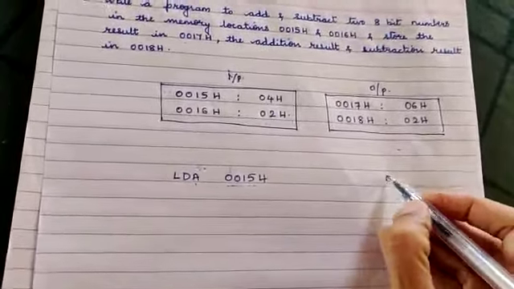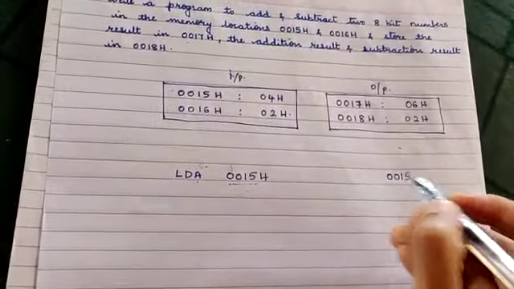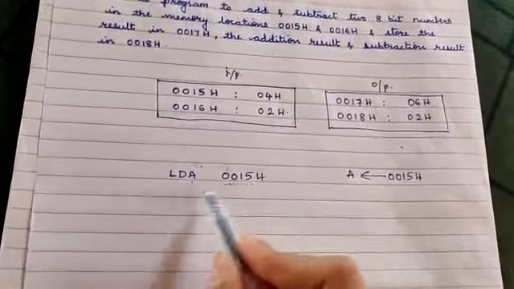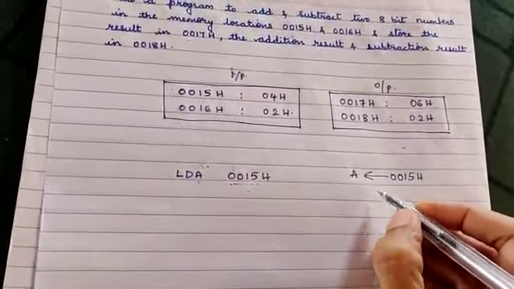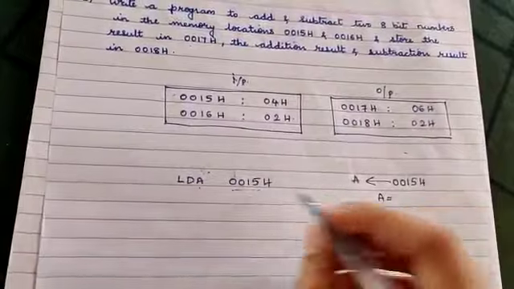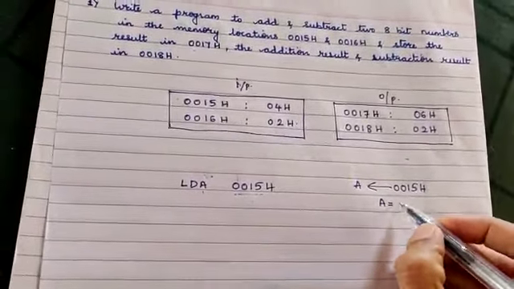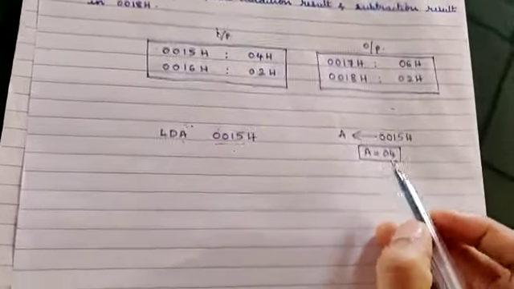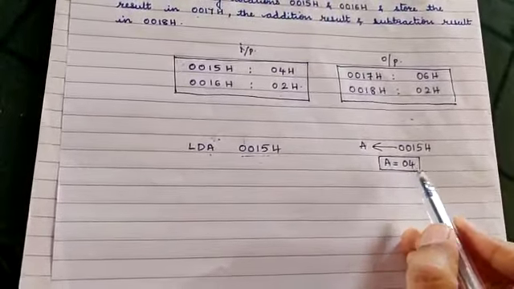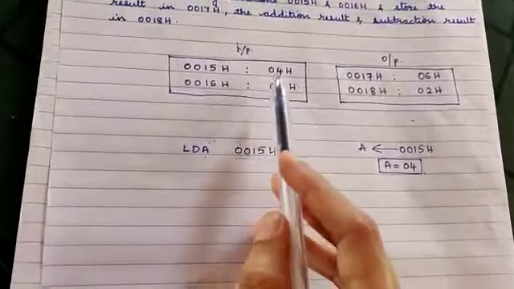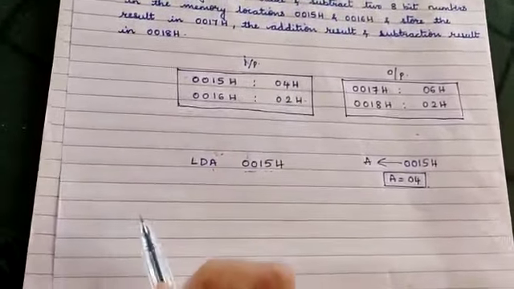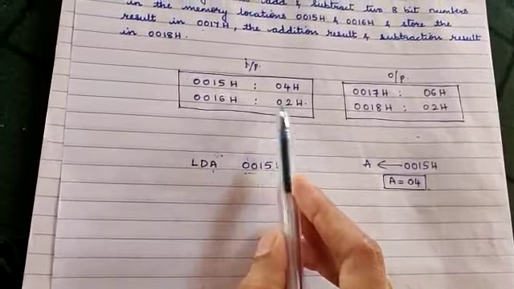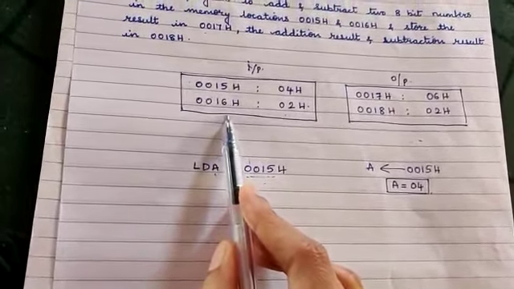That means whatever data is present in 0015, this memory location, it is going to transfer it to the accumulator. So 0015H data will be transferred to the accumulator. After execution of this instruction, the accumulator will have the data 04H. That means we have loaded the first number in the accumulator. Now similarly we have to load the second number, that is 02, in the memory location 0016.